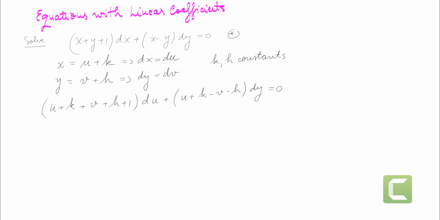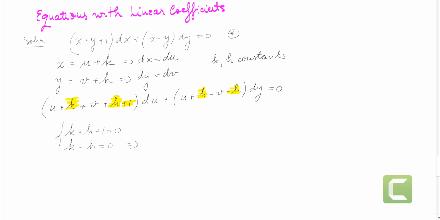The condition that we are going to apply to these constants is that k + h + 1 equals 0, and k − h equals 0 as well. I want them to be 0 so that they disappear from our differential equation and we obtain a homogeneous one.